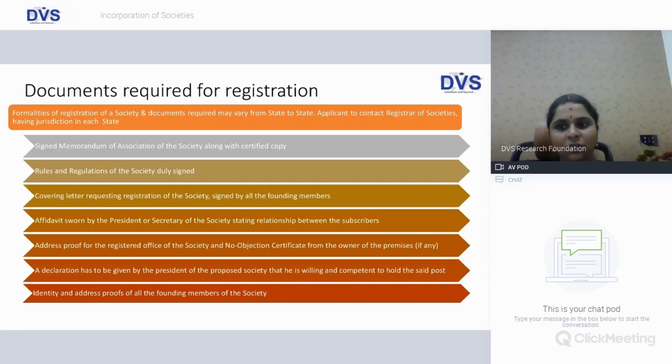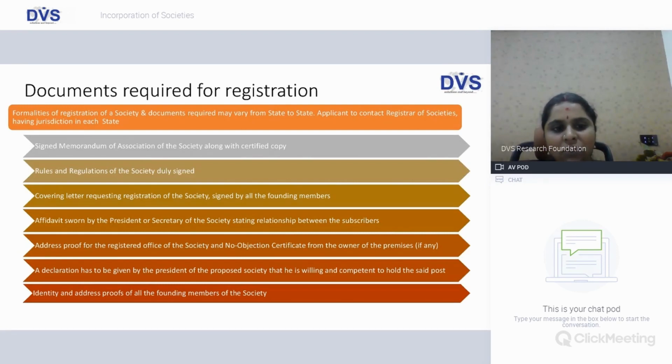Now let's see what are the documents required for registration. As mentioned, the formalities vary from state to state. It is suggested that the applicant approach the Registrar of Societies having jurisdiction in the respective state before the documents are submitted, to save time and effort. The signed Memorandum of Association of the Society along with a certified copy as provided under Section 3 of the Act. Rules and regulations of the Society duly signed. Covering letter requesting registration of the Society; there is some requirement in the Act and it's the general practice that it is signed by all the founding members.